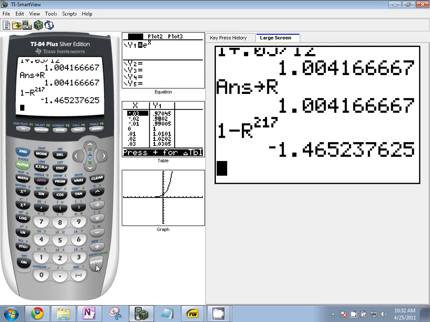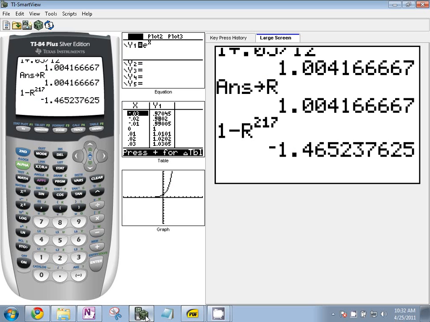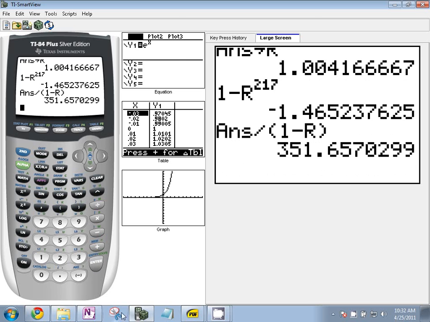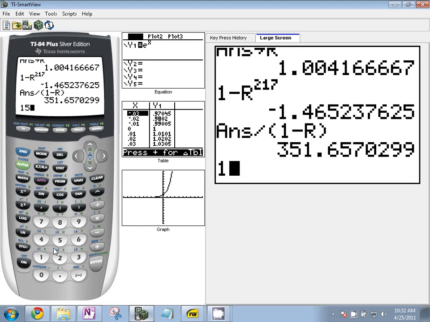Okay? And what's it over? 1 minus alpha R, and that better be positive, right? Why is it really important that it's positive? So then what's on the left here? 150,000 divided by that one. Yep. So 150,000 divided by that.